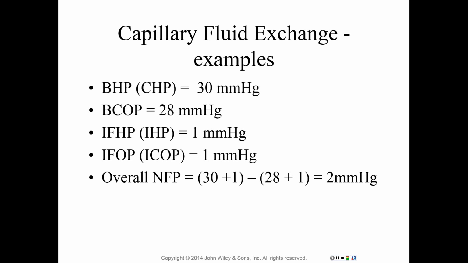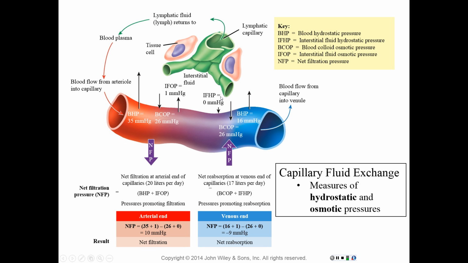If these numbers had been different, if the blood hydrostatic pressure had been 40 instead of 30, then the difference would have been 12 millimeters of mercury. That would have been far greater than the two, and would have said, well, gosh, that's a fluid overload. More fluid than the lymphatic vessel can pick up, and you start to have excess fluid accumulating in that interstitial space. We would start to have edema forming. We'd have excess fluid in this space, and we'd have that swelling, or the edema, that forms.